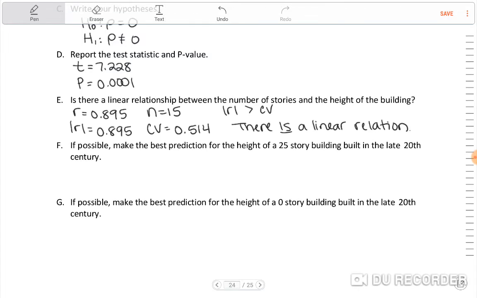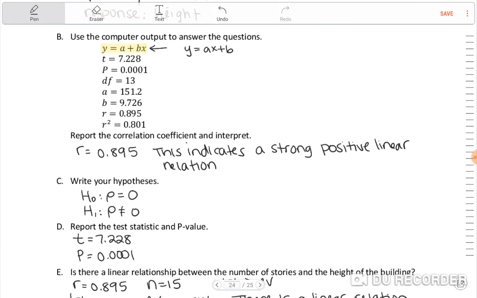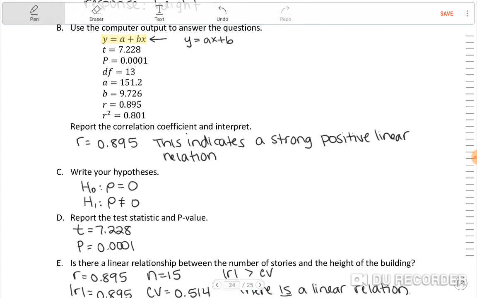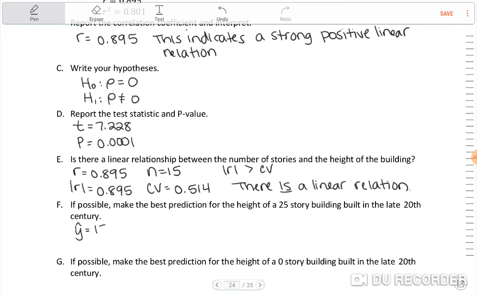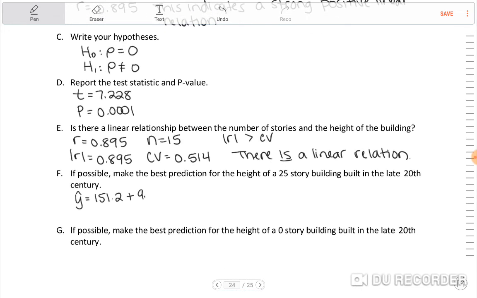Okay, if possible, make the best prediction for the height of a 25-story building built in the late 20th century. So we need to come up with our y-hat equation, and note the formula here, right? It says A, so that's 151.2 plus your B, 9.726 x. A little bit different than what we are used to kind of seeing from our calculator output. So just wanted you to be aware of that.